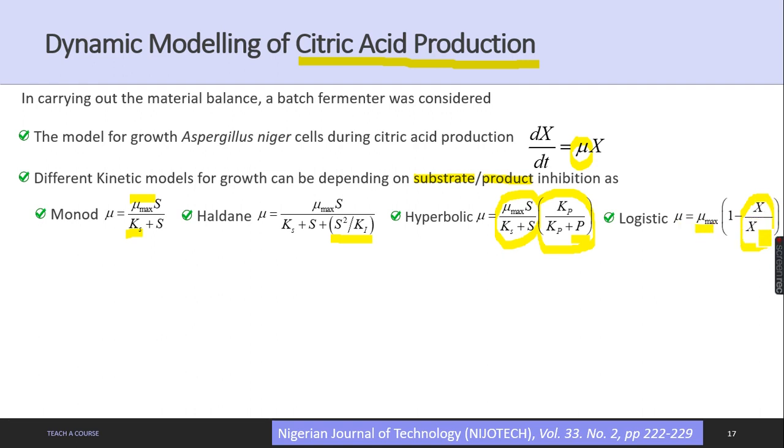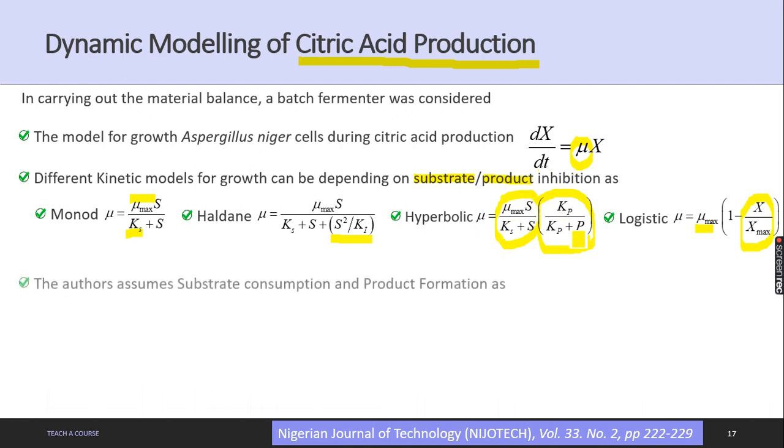But when x is going to be very close to x max, the maximum carrying capacity approaching, then this value is 1. So essentially 1 minus this value is 0 and mu will be nearly 0. So mu decreases as x is increasing. So these are the 4 different variants of the growth model, simply replacing the mu term with those specific kinetic model expressions.